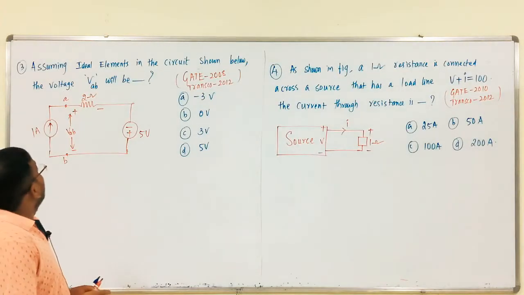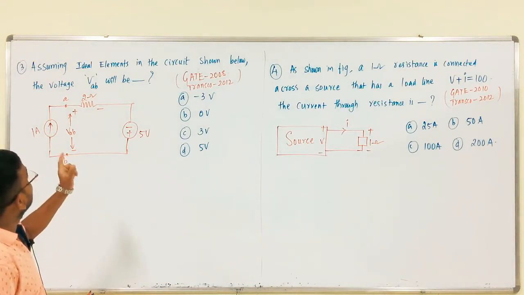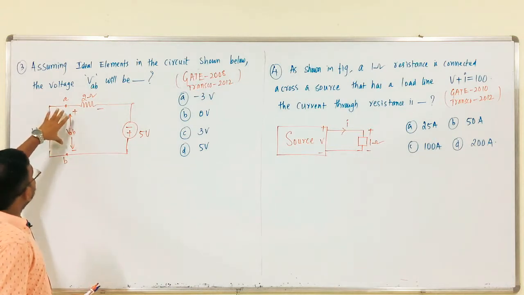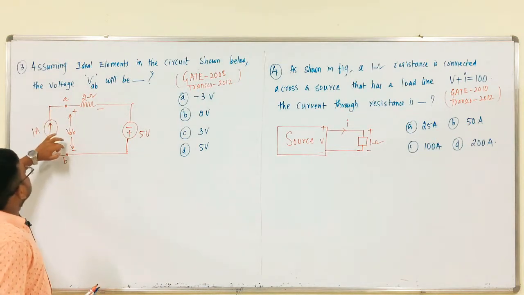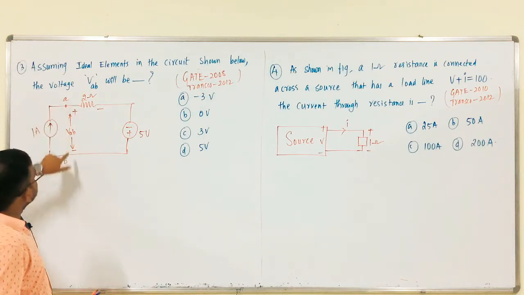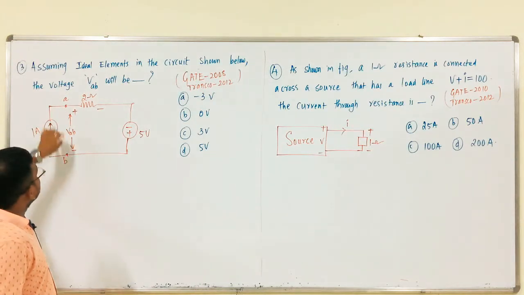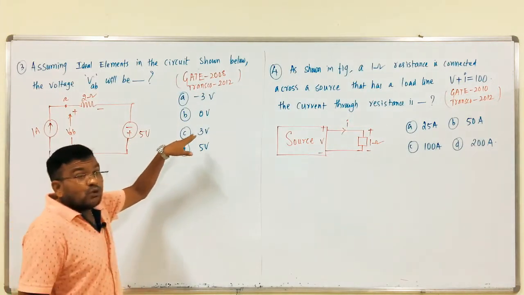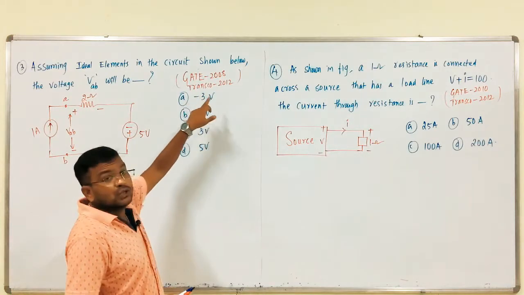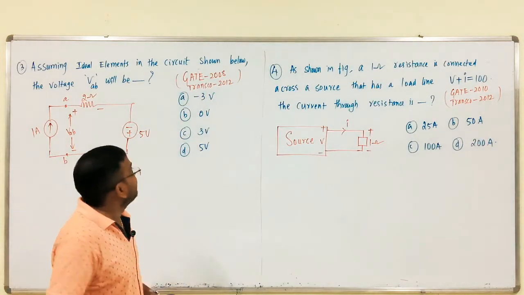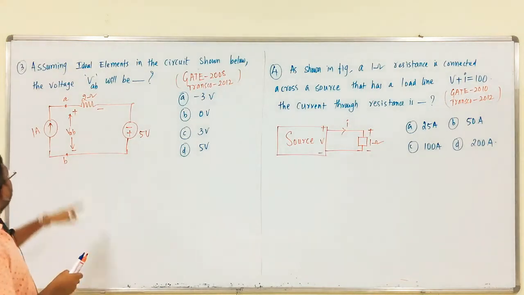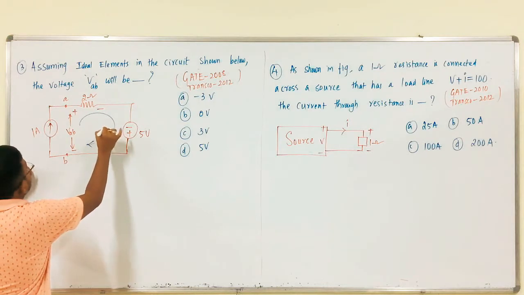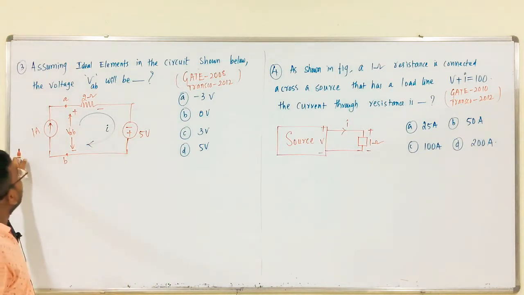Next question is, assuming ideal elements in the circuit shown below, the voltage VAB will be. So, we have to calculate the voltage across these two terminals. Okay, VAB, this is terminal A, this is terminal B. We have to calculate the voltage between these two terminals. So, this was asked in GATE 2008 as well as in Transcode 2012. See the current direction like this, right? This is the current direction. We have to calculate VAB.